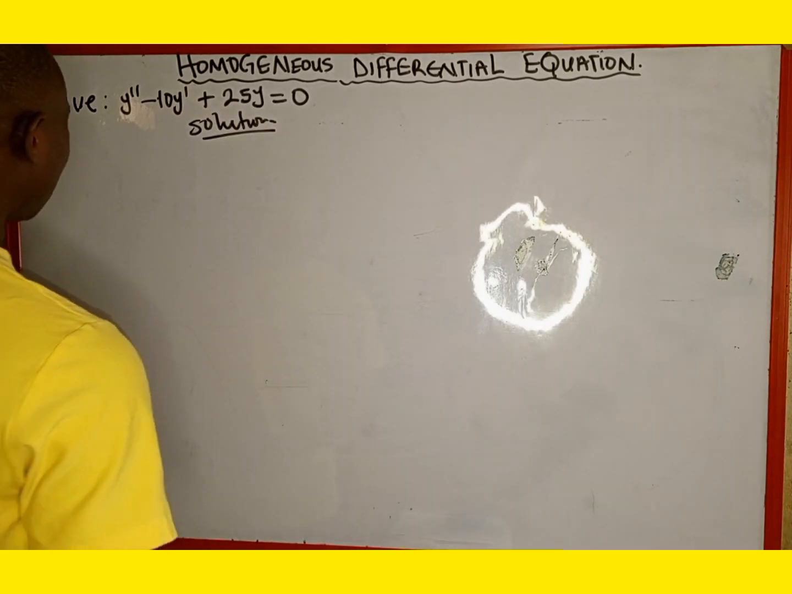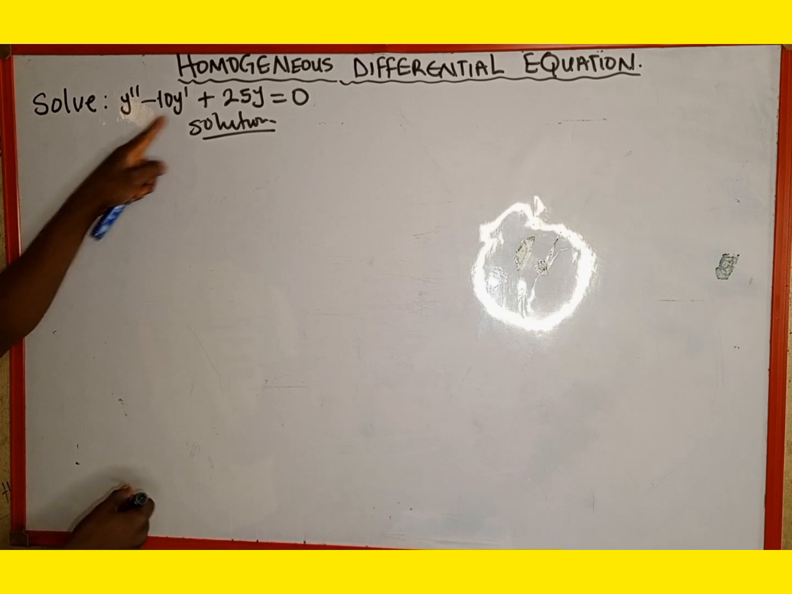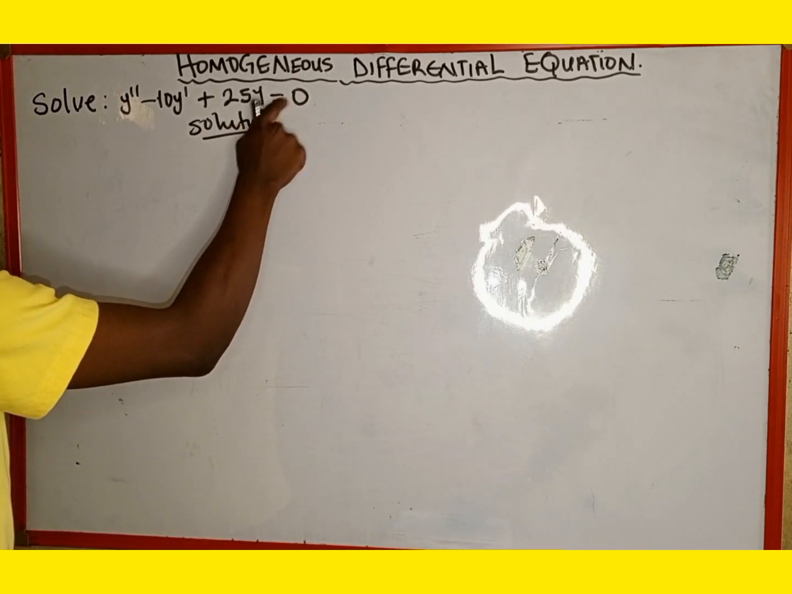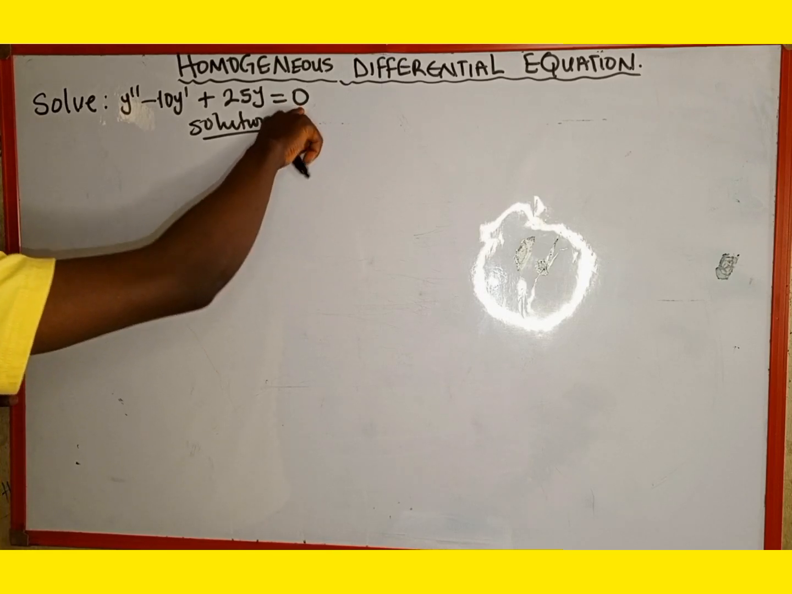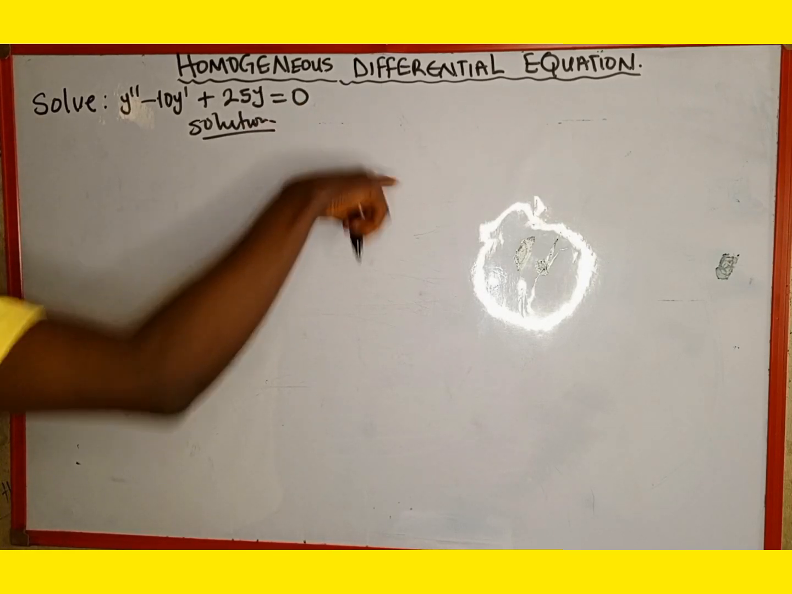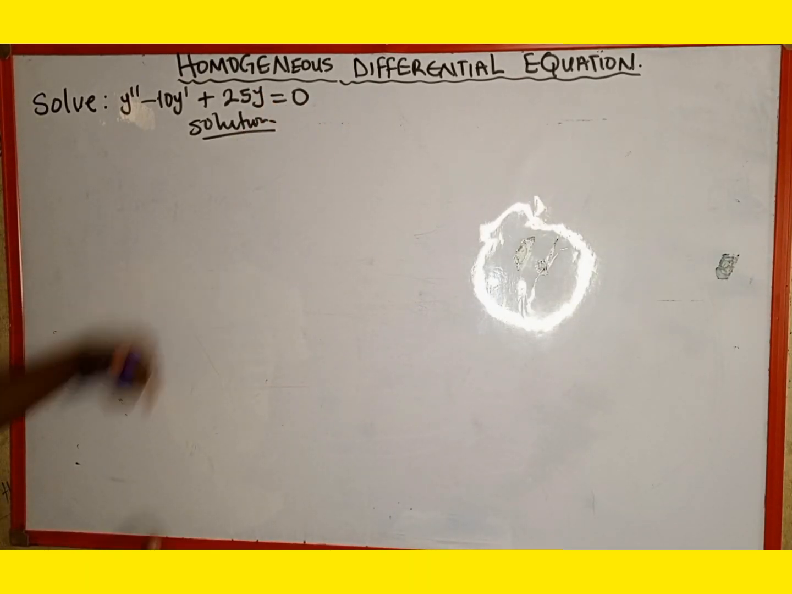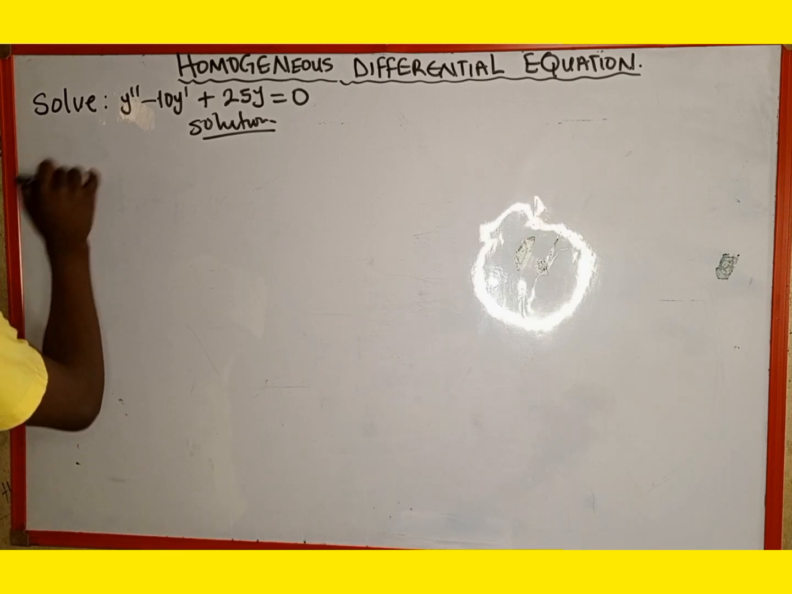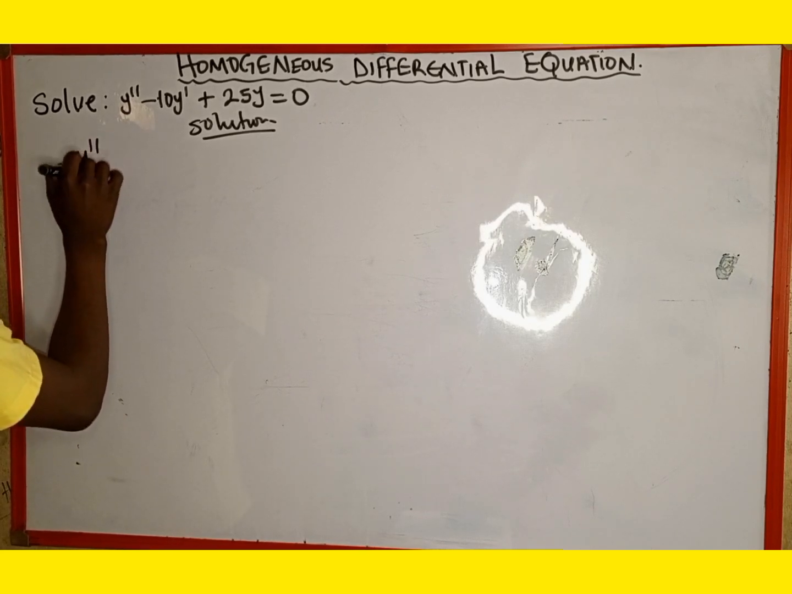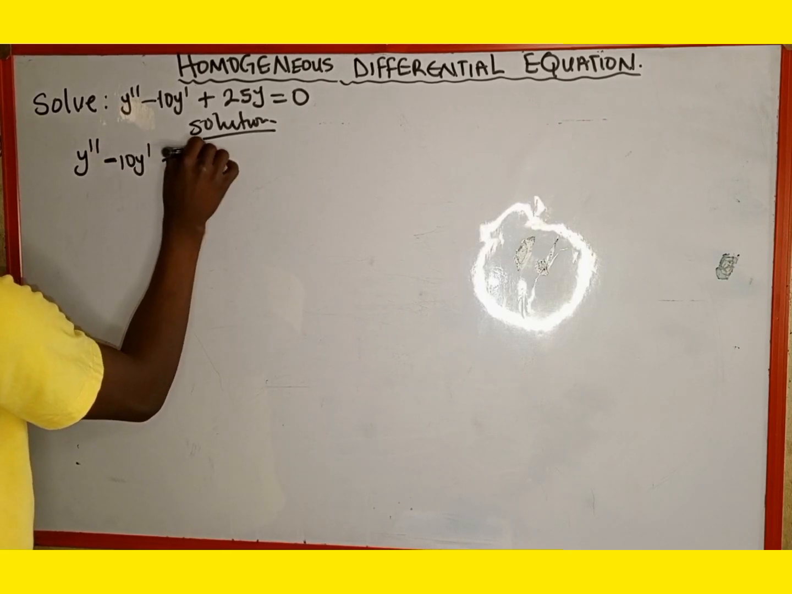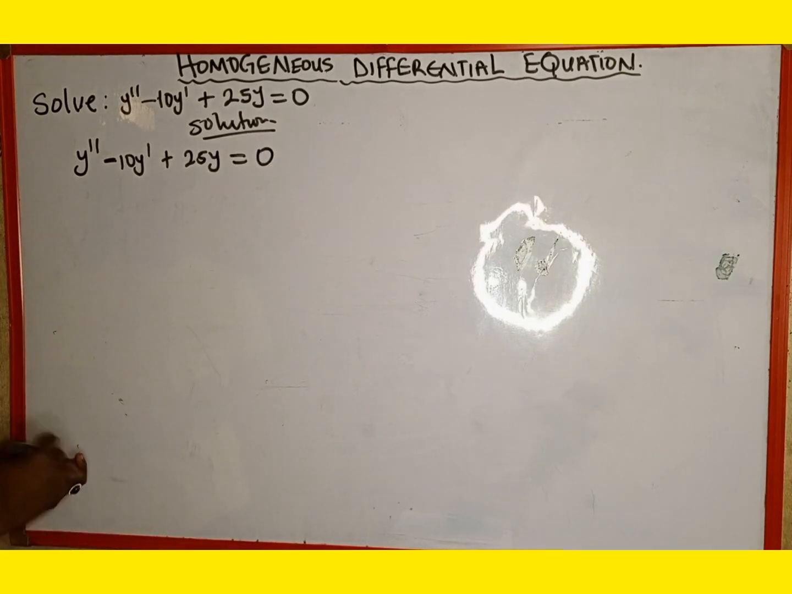Like I told you the other time, this is a second order homogeneous differential equation because it's equal to 0. When it's equal to any number or any variable except 0, it's going to be a non-homogeneous differential equation. But in this case it is equal to 0, so it is a homogeneous differential equation. The differential equation is given as y'' - 10y' + 25y = 0. Like I told you in our previous class, the first thing to do is to write the auxiliary equation.